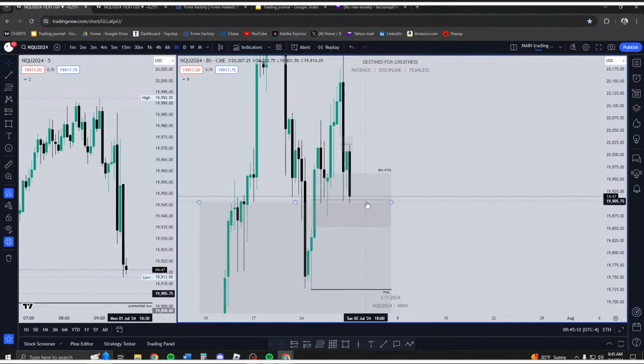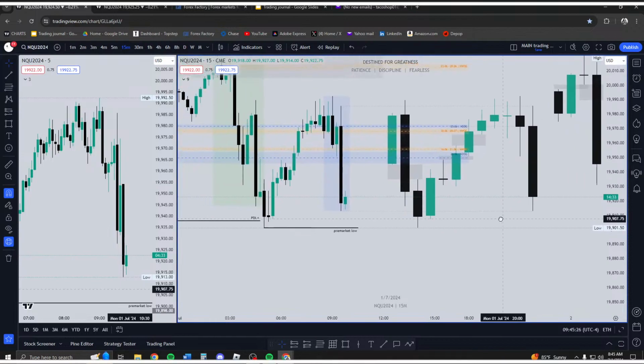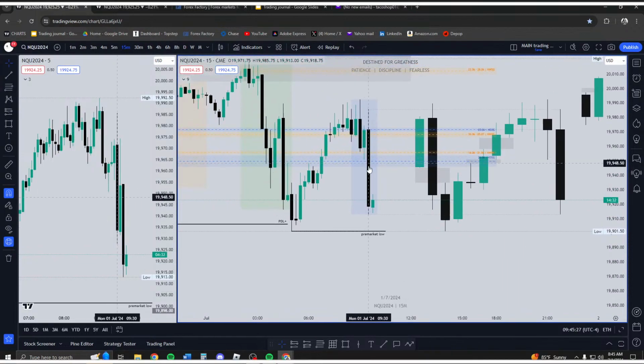So we are coming back inside another hourly FVG. We're just kind of in between these two FVGs here, but that's why I would like to trade only lower time frame models here. Let's see if we can create a 15-minute FVG here.